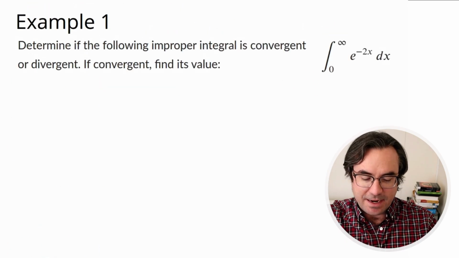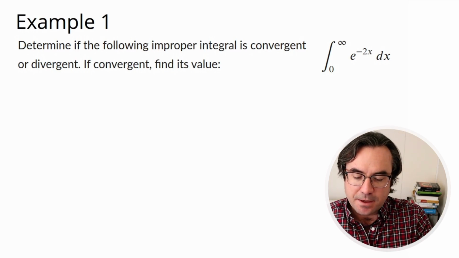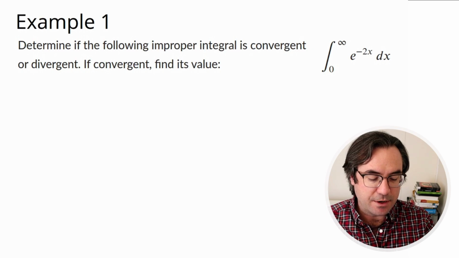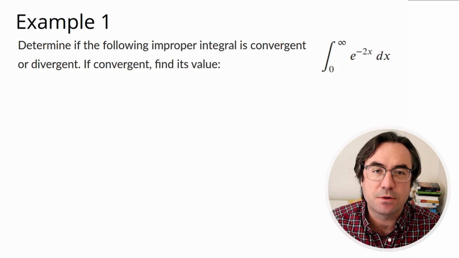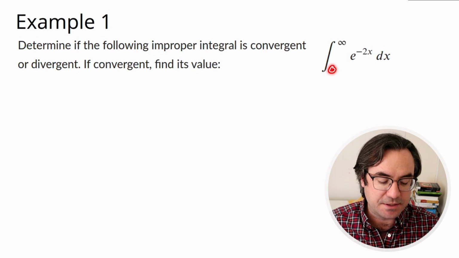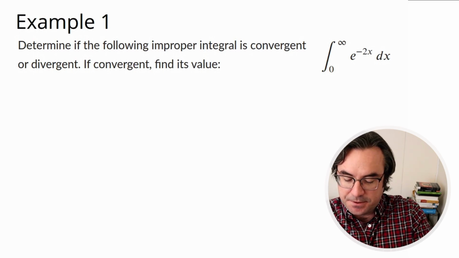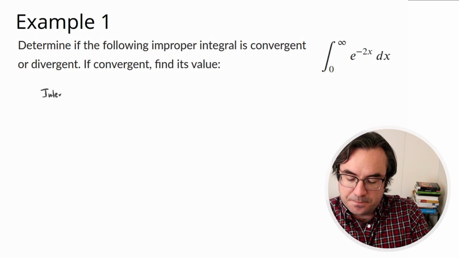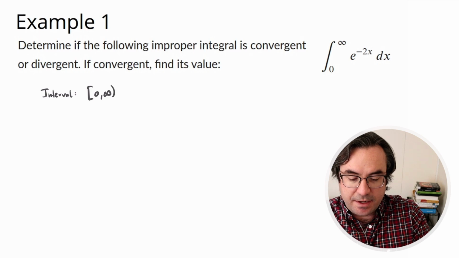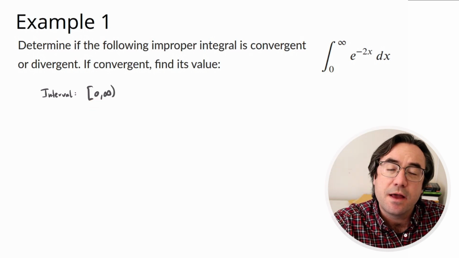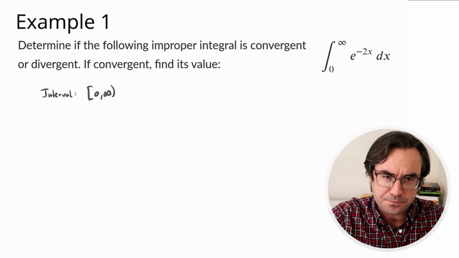So in the first example, we're going to see how to do these types of calculations. The function that we're integrating is e to the negative 2x, and we're looking at the closed interval starting at 0 and going all the way to the right. So the interval in this case is the interval from 0 to infinity. So this is an unbounded interval, and that's why this is considered an improper integral. This is not a finite interval.